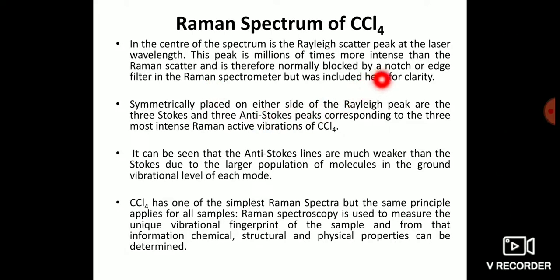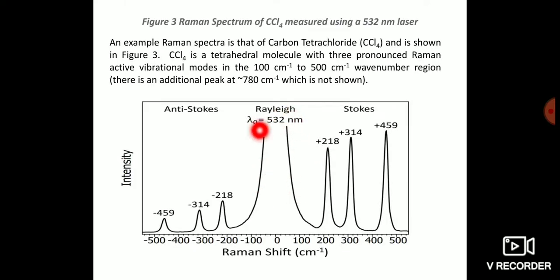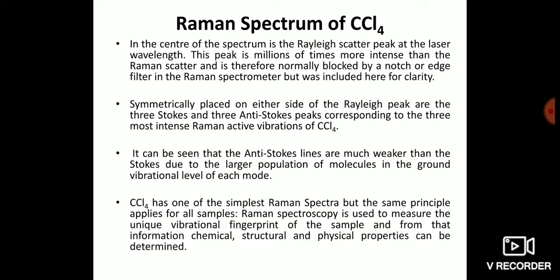How we use a notch or edge filter in the Raman spectrometer was included here for clarity. इसको हम clarity के लिए हमने यहाँ पर रखा हुआ है, लेकिन इसको हम लोग कंसिडर नहीं करते हैं. We neglect this Rayleigh scattering, but clarity के लिए इस डायग्राम को यहाँ पर शो किया गया है. So Rayleigh scattering बहुत इंटेंस होता है और इसको हम लोगों ने यहाँ पर neglect करेंगे, तो ये हमको केवल prominent दिखेगा Stokes Raman scattering.